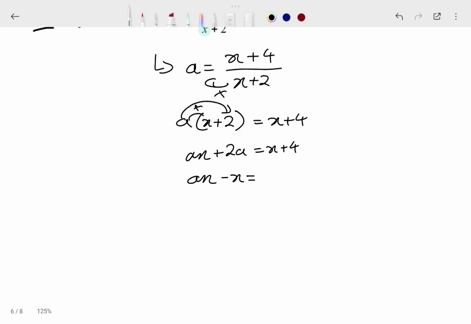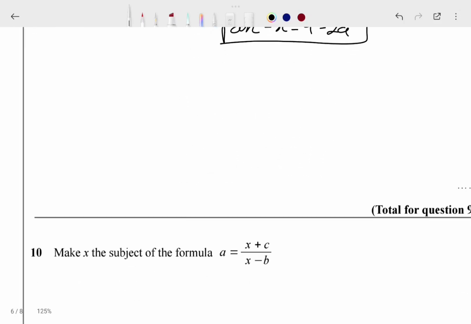Ax minus x is equal to 4. This was positive; when it came here, it became negative. This was positive; when it goes here, it will become negative. This positive 2a will be negative 2a. Till here, I hope you are clear.